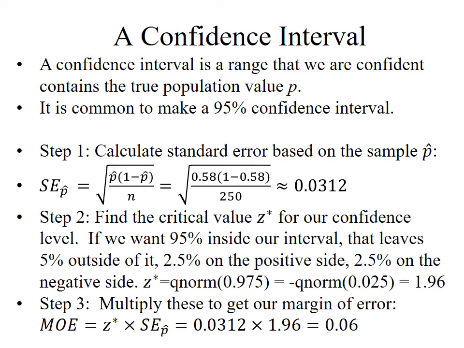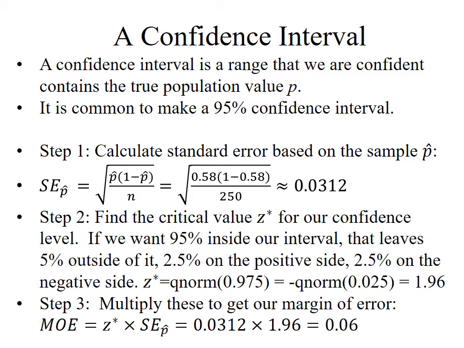Step 1 is calculate the standard error, this time based on the sample p-hat. Notice this is different from when we're doing a hypothesis test. When we're doing a hypothesis test, we use p of 50% from the null hypothesis. Here, we're going to use p from our sample. At this point, we're going to say, I don't even know what p is at all for the whole population. Let's make the best estimate we can. The best estimate we can is 0.58.